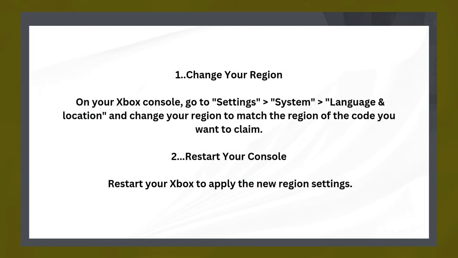Number 1. Change your region. On your Xbox console, go to Settings, go to the System and select the language and location and change your region to match the region of the code you want to claim. Number 2. Restart your console. Restart your Xbox to apply the new region settings.